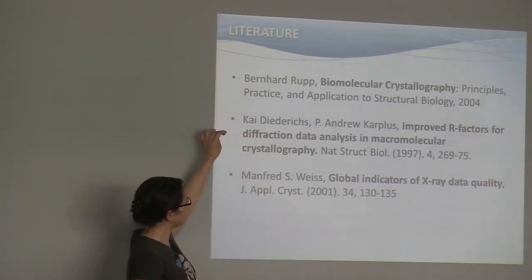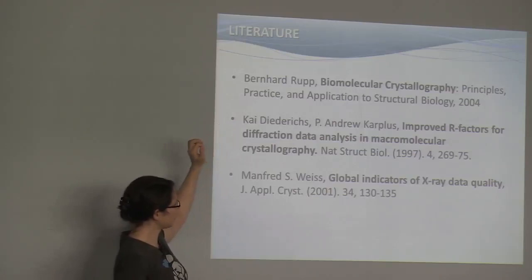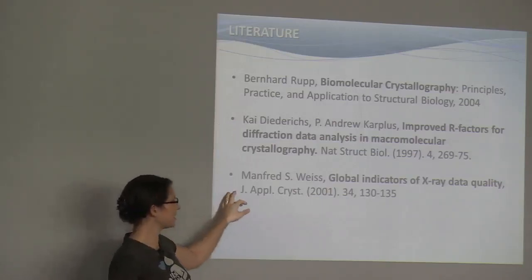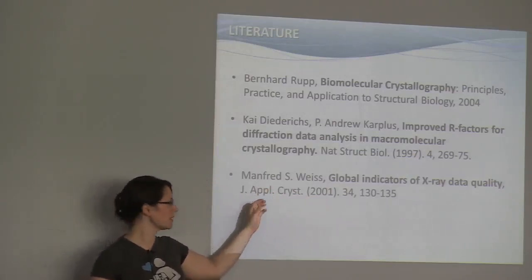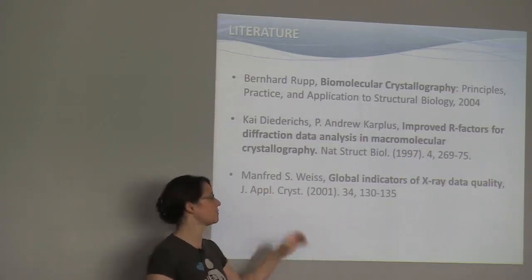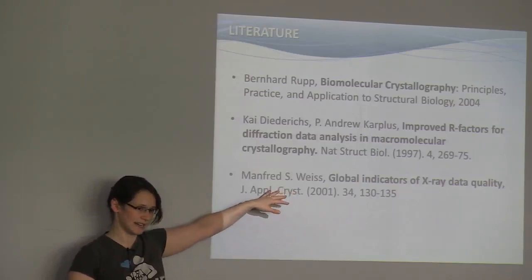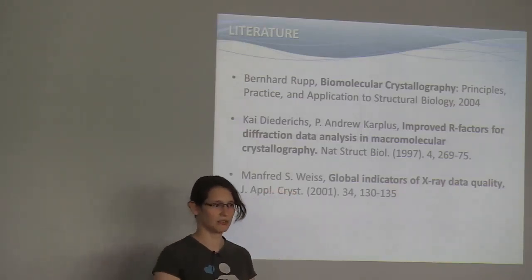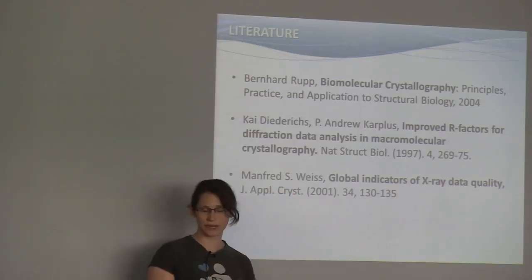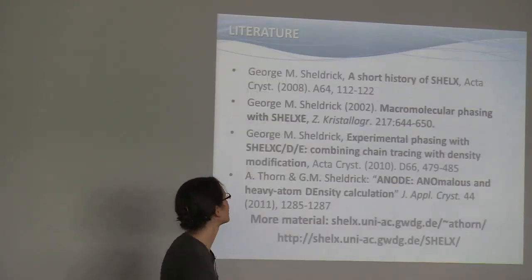There is the paper on improved R factors and the global indicators for X-ray data quality, which has been replaced by the International Tables chapter. But this, if you don't have the International Tables, is still very good to find the different indicators. It will help you to decide which quality indicators actually to use to find out whether your data have been processed correctly and also whether there is an anomalous signal.